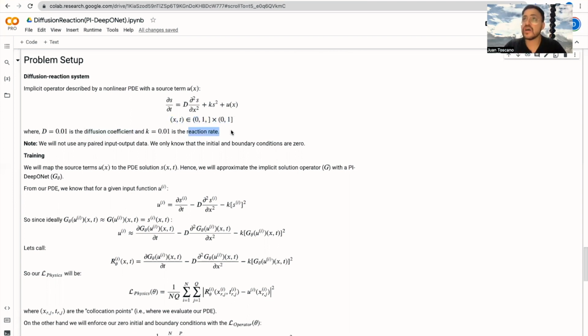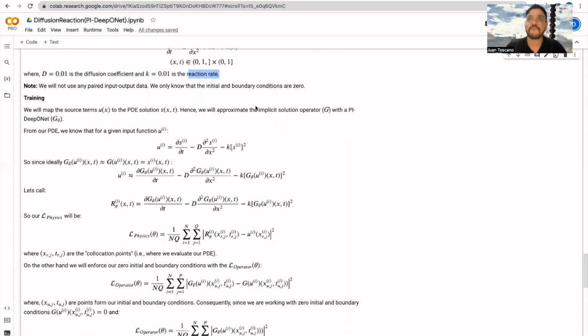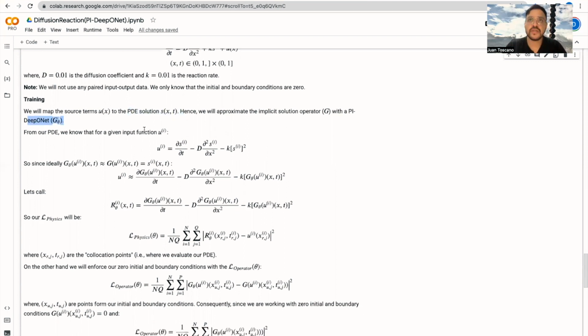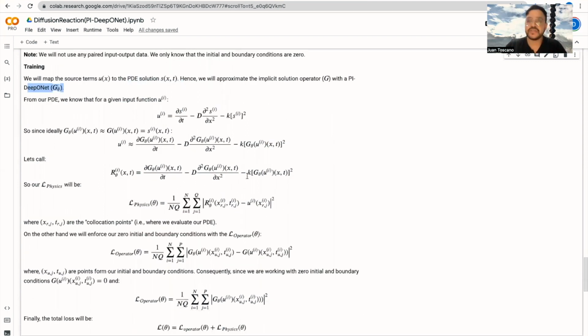One of the main advantages of physics-informed machine learning is that it works pretty well when we do not have much data. For example, in this case, we only know that the solution of our partial differential equation at the initial and boundary conditions is zero. Our goal would be to approximate the solution of our partial differential equation for a specific u of x using a physics-informed DeepONet. To do that, first, we will rearrange our partial differential equation in such a way that it equals zero. Then we will enforce that condition as a loss function.